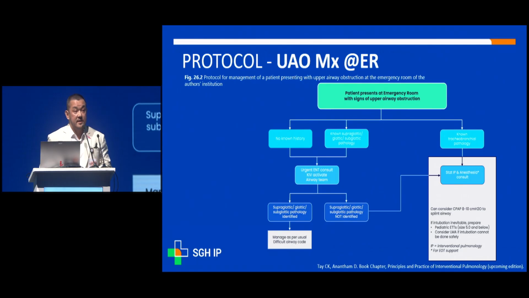I'd like to emphasize the importance of having a protocol. This protocol is what we do in SGH because there was a case of an acute malignant central airway obstruction. The patient presented with stridor, but it was intrathoracic. There was some confusion at the ER about who to call. So now we have a protocol designed at ER so that the ER physician knows what to do. Either they call ENT, the airway team, or if the patient has a known or suspected tracheobronchial pathology, then it will be a stat IP consult as well as anesthesia.